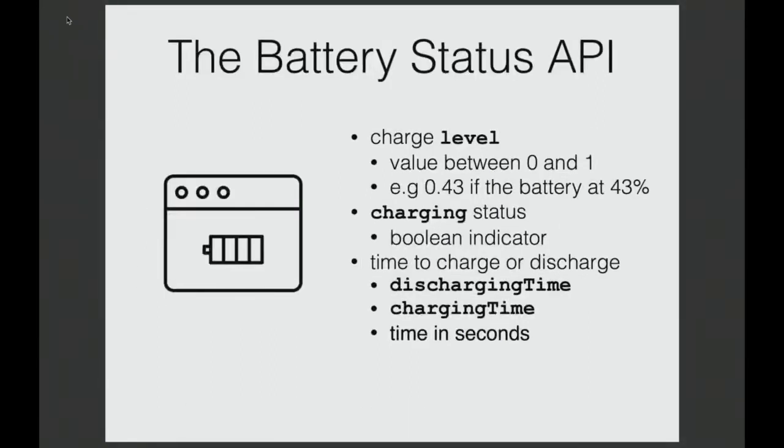Let's look at the Battery Status API. It's pretty simple. It basically gives you the charge level of the device. Any script in JavaScript could say, hey, what's the current charge level? Is the device currently charging? And how long will it take to discharge or charge, depending on whether it's charging?